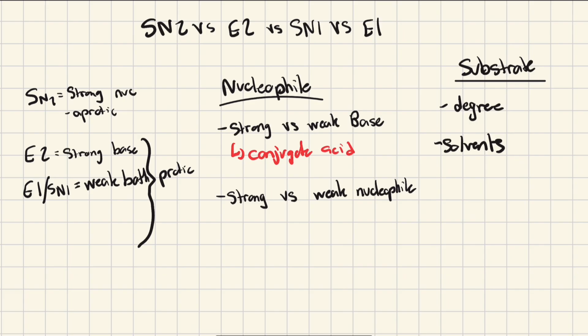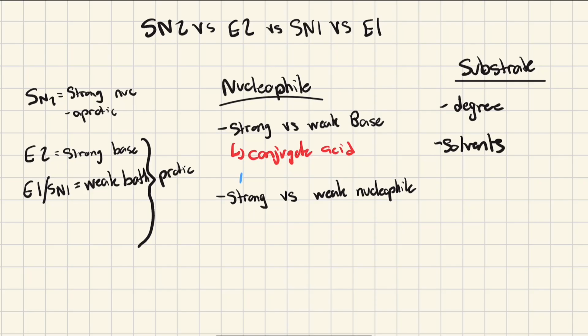That means you want to look at the base, look at your attacker, and give it an extra proton, because that's what a base is, a molecule that accepts a proton, a hydrogen. If you look at that conjugate acid, try to determine if it's much more stable or if its stability didn't really change too much.